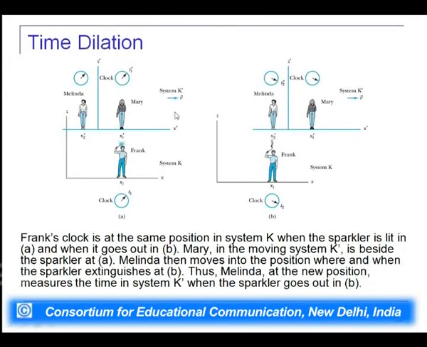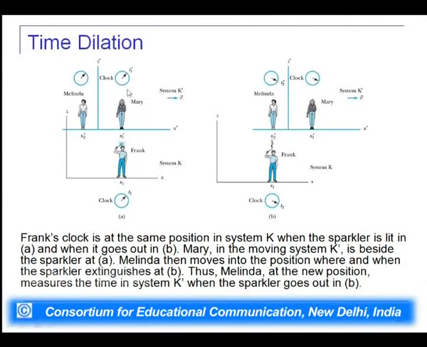Here we see the two reference frames. One is moving along the x direction, and one system is static. Frank is in the static frame of reference, and Mary is in the moving frame of reference, and she is the observer. Melinda is also an observer. Now what we see is the clock time T1. The coordinates of the static frame are XYZ and he is at the x position.